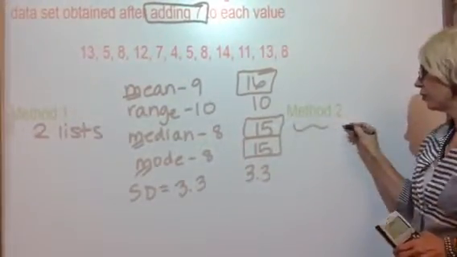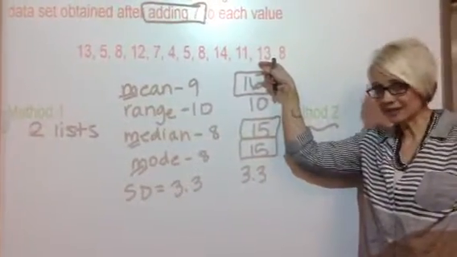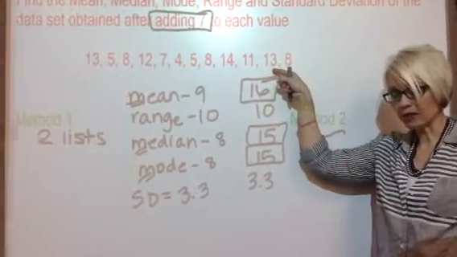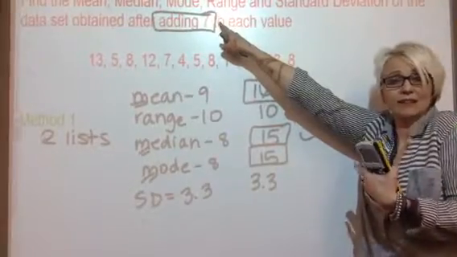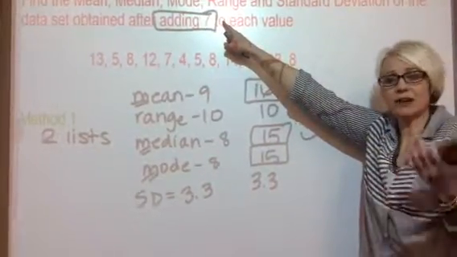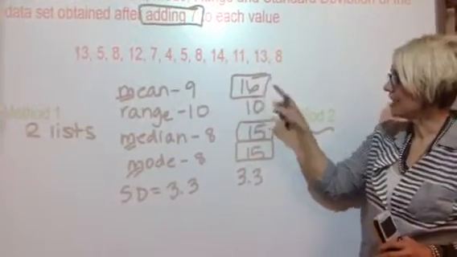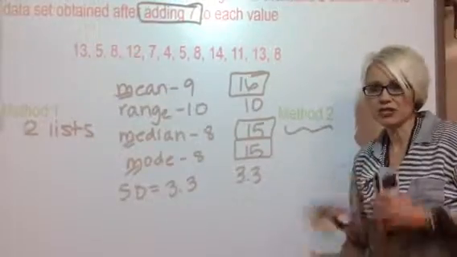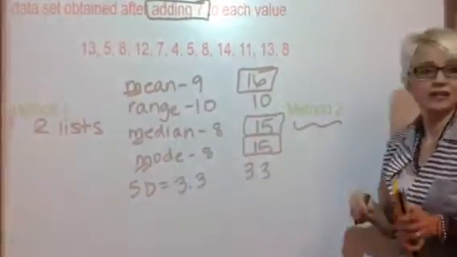So here's method 2. Method 2 would be to just put your L1 in, find your mean, median, mode, and then do whatever it asks you to do. In this case, it was add 7. You might have a subtract. You might have another adding. So you could actually just use the addition of your mean, median, mode, and then find your range and standard deviation. That might be a little bit easier rather than putting in two lists of data. So you try the example in your notes.